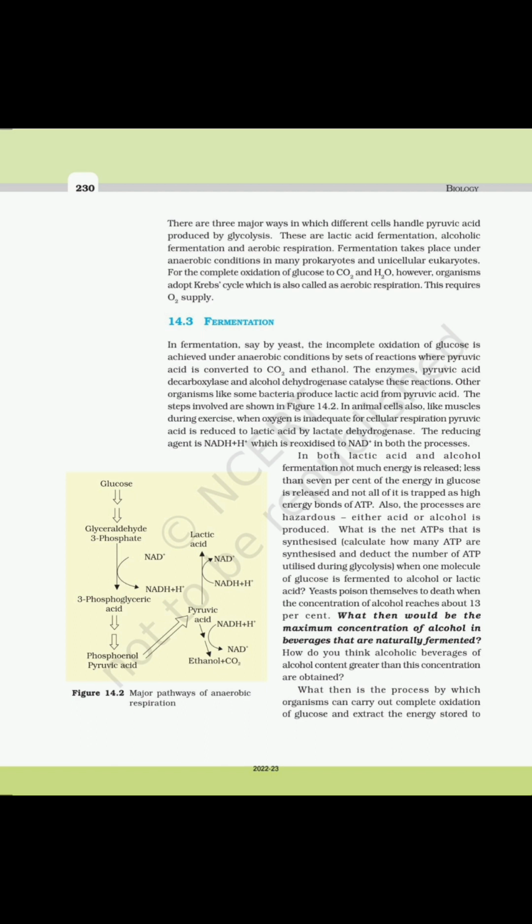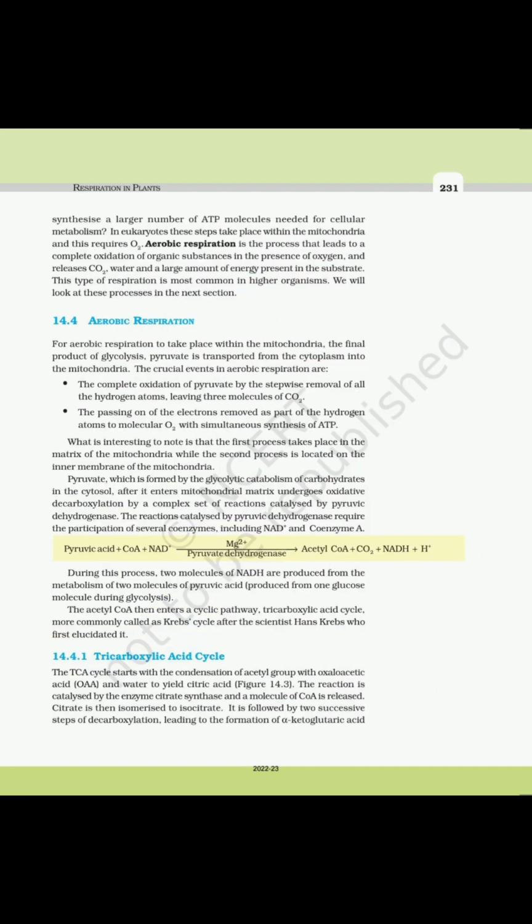What then is the process by which organisms can carry out complete oxidation of glucose and extract the energy stored to synthesize a larger number of ATP molecules needed for cellular metabolism? In eukaryotes, these steps take place within the mitochondria, and this requires O2.